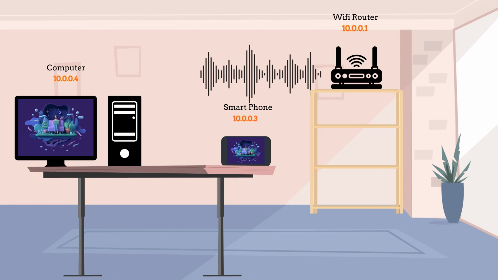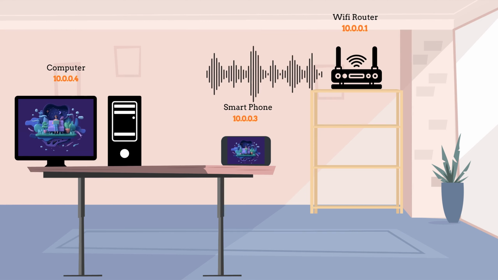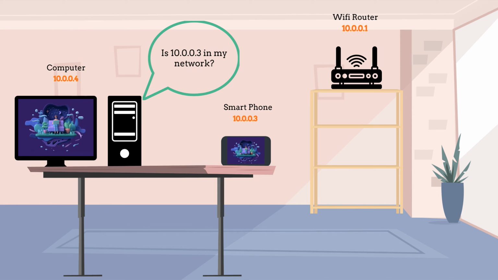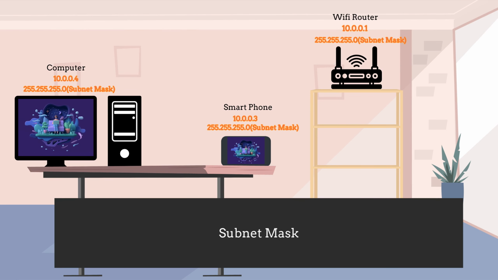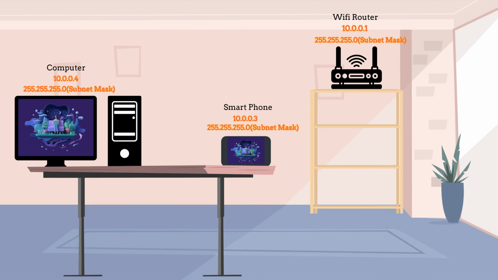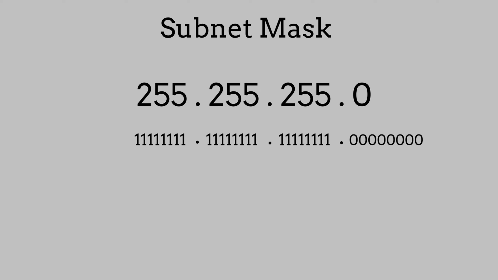We have learned that devices within a network communicate with each other. How does a device determine if another device is part of the same network? That's where subnet masks come into the picture, helping devices identify network boundaries. A subnet mask is represented in the same format as an IP address, and its binary format must consist of all ones followed by zeros.